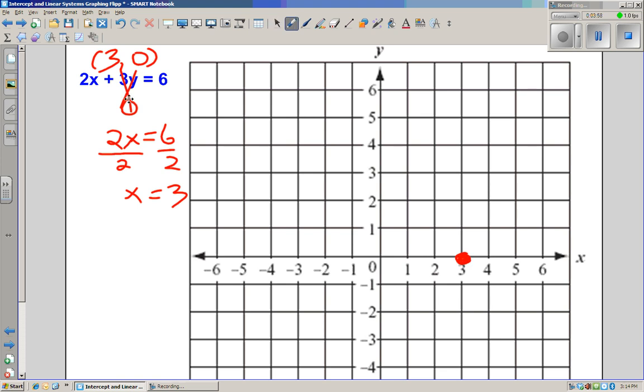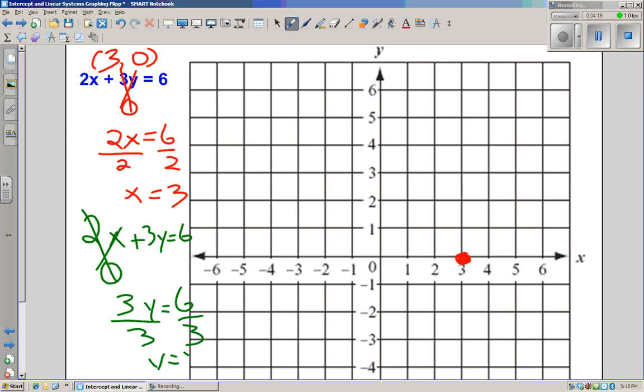Now I rewrite my equation and flip it. So 2x plus 3y equals 6. Since I put a 0 in for y last time, I'm going to put a 0 in for x. That crosses that out. I have 3y equals 6. Got to get y by itself. Divide by 3. Divide by 3. Y equals 2. My ordered pair for that is 0 for x and 2 for y. When I graph that out, that is over 0 up 2, and I have made my intercept line.